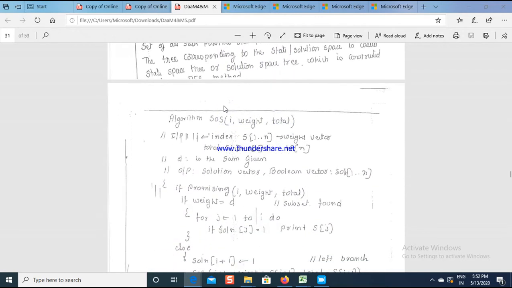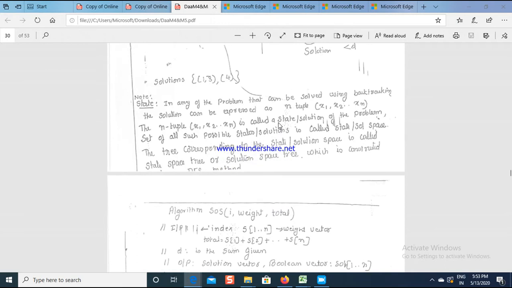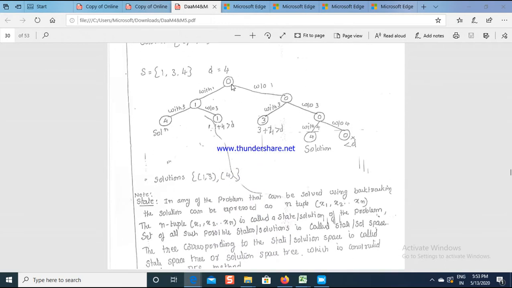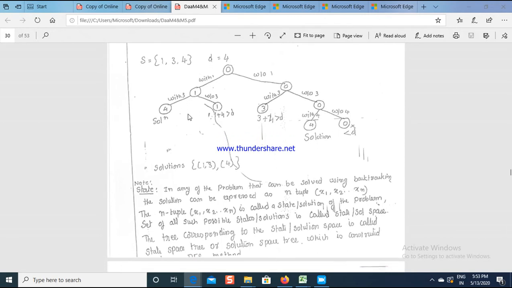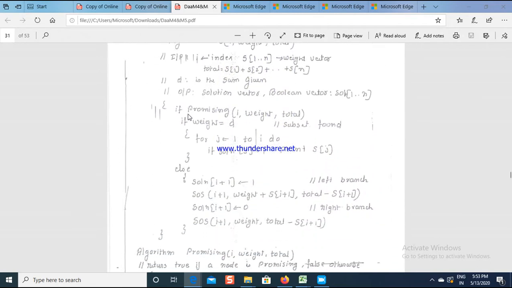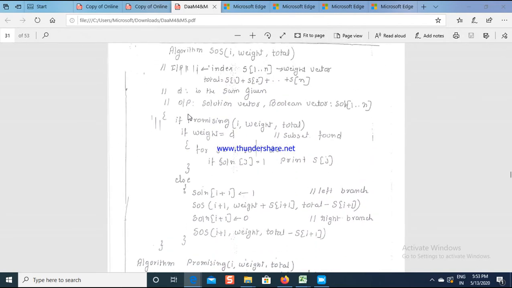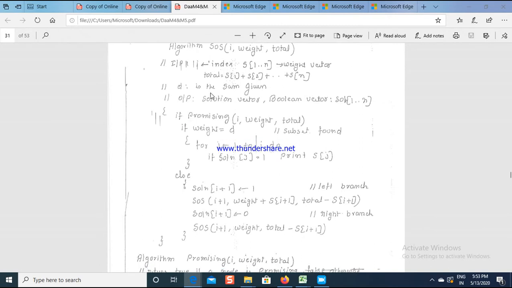So one is the index i, the other is the weight, that is the current sum that you currently have, and the total is initially the sum of all the elements, and then it will go on decrementing. For example, in this particular case, initially the total will be 8. Now after adding 1, the total will be 7. Now the total will be 7 minus 3, that is 4, like that. It will go on decrementing whenever you consider any of the elements. So that is the total. For input and output purposes, you can go through that one.